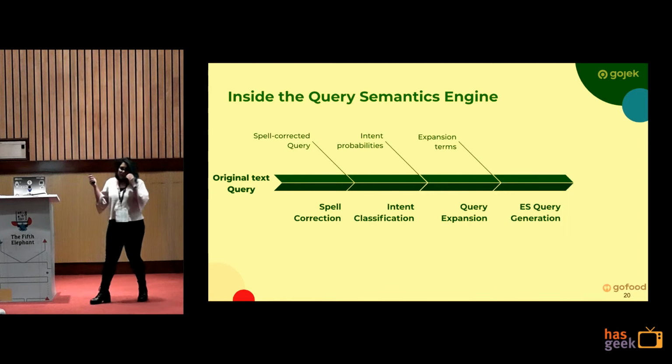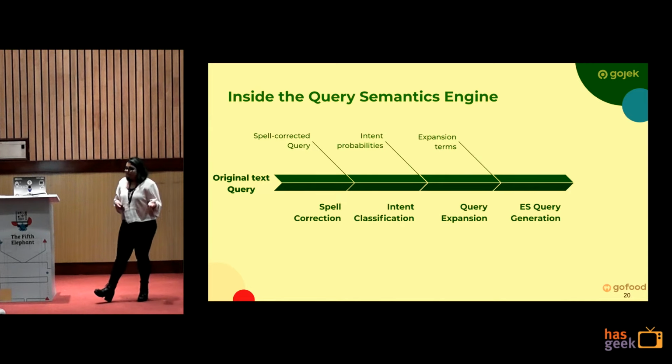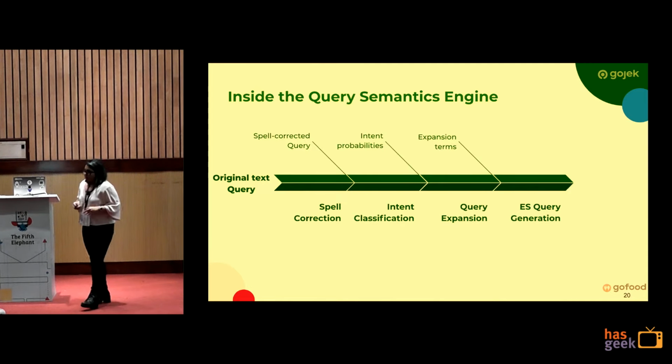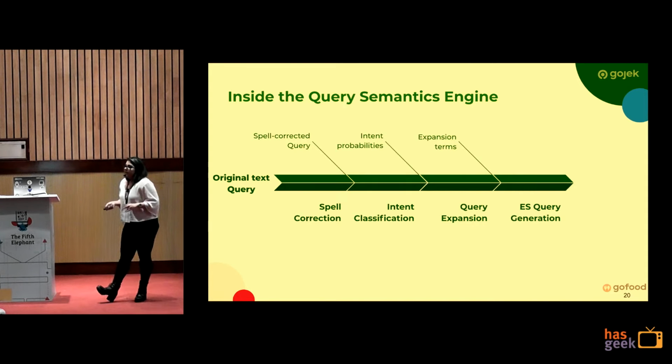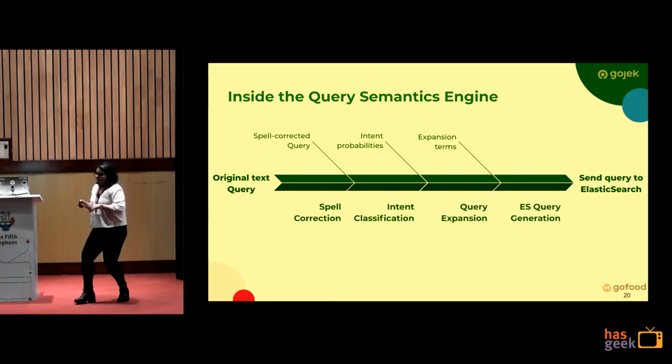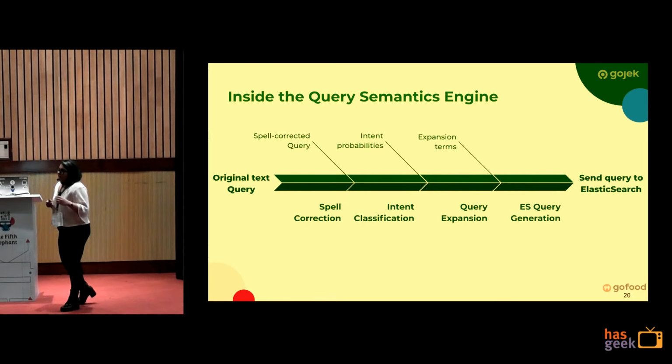Once we had the outputs from the intent classifier and the query expansion bit, we took these outputs and built an Elasticsearch query that incorporated them, and then we sent that query to Elasticsearch to return a list of all the relevant restaurants.